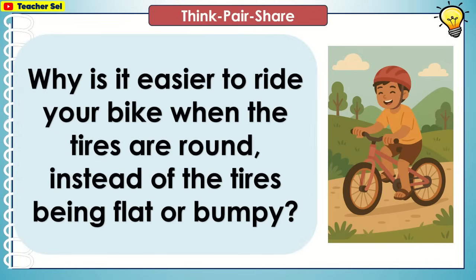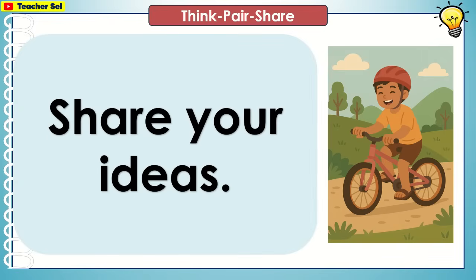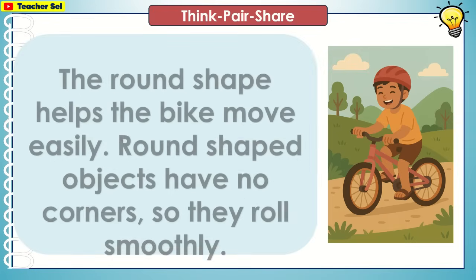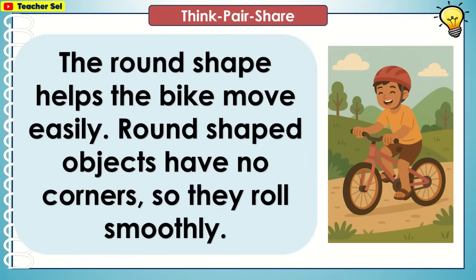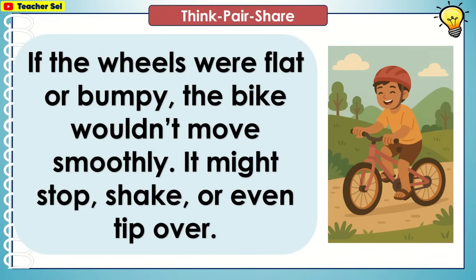Think pair share. Why is it easier to ride your bike when the tires are round instead of the tires being flat or bumpy? Share your ideas. The round shape helps the bike move easily. Round-shaped objects have no corners, so they roll smoothly. If the wheels were flat or bumpy, the bike wouldn't move smoothly. It might stop, shake, or even tip over.